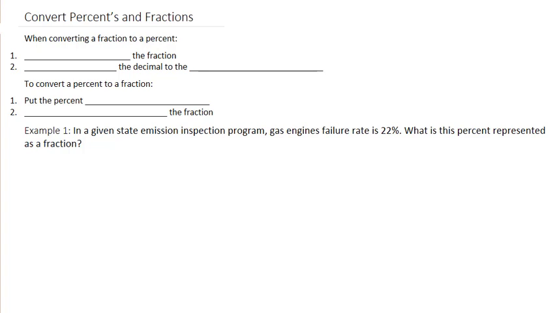Convert percents and fractions. When converting a fraction to a percent, we will first divide the fraction, and then we will move the decimal to the right twice. That means that we are multiplying it by 100.